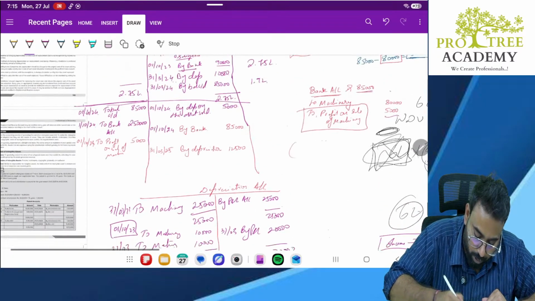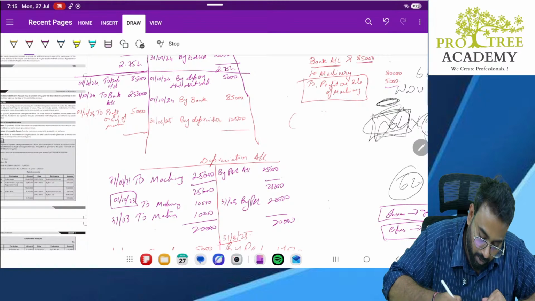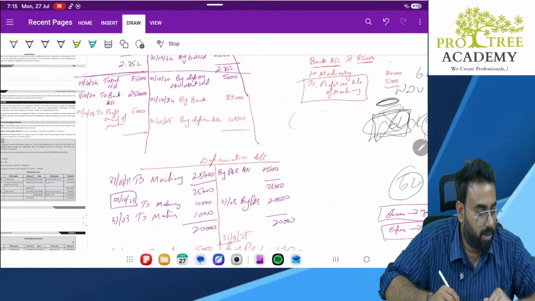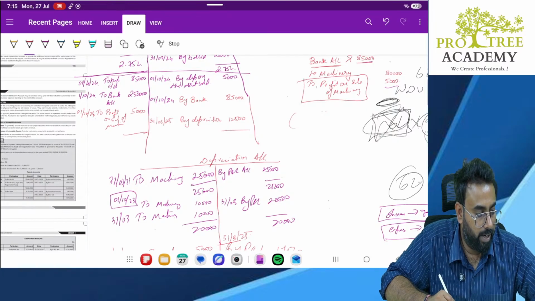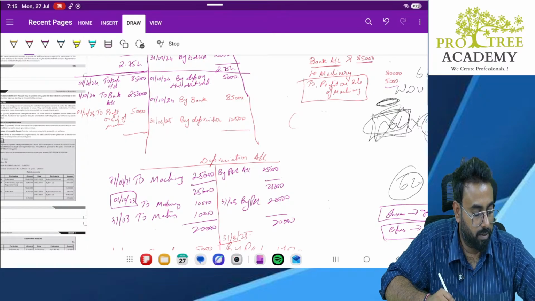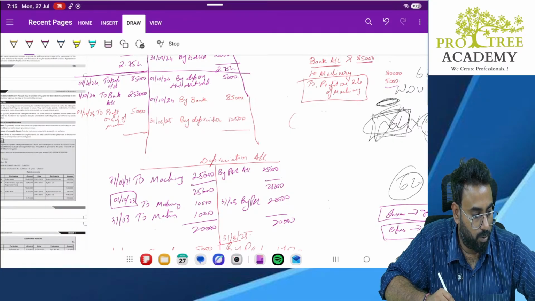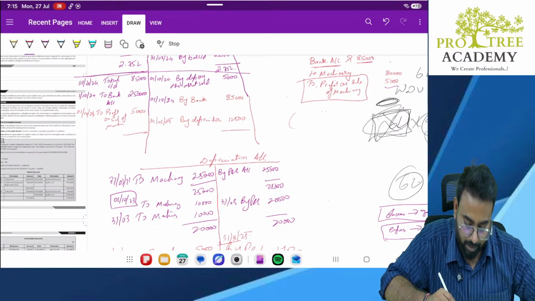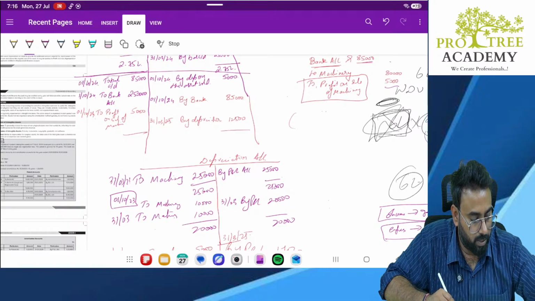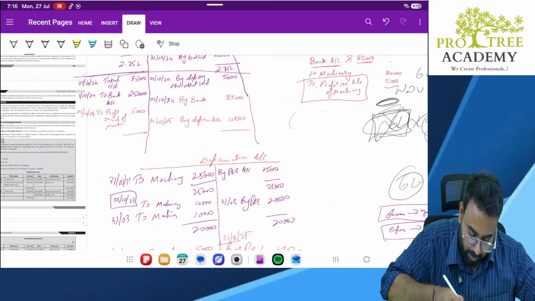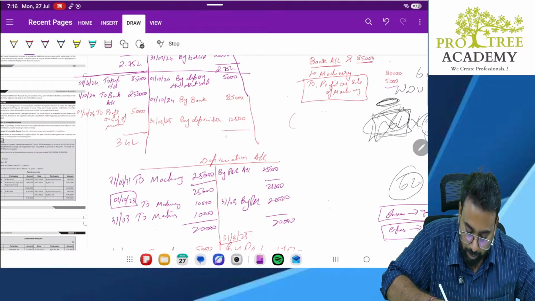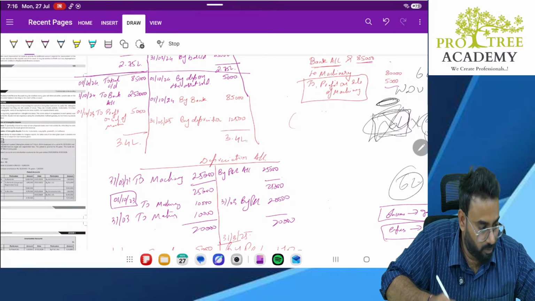And here also we need to close the books. Correct? Close it up. 85,000 plus 2.5 lakhs. Please calculate for me. 85,000 plus 2,50,000 plus 5,000 minus 5,000. This total will be 3.4 lakhs. Now here also we need 3.4 lakhs. What is the difference? We'll find out.